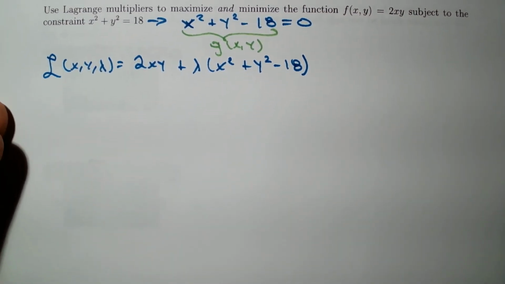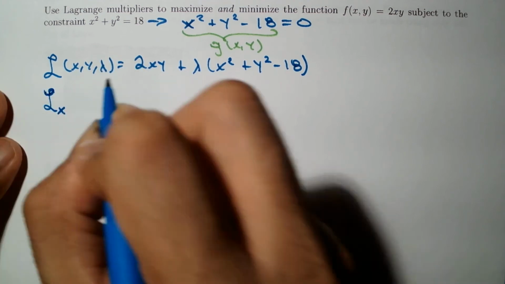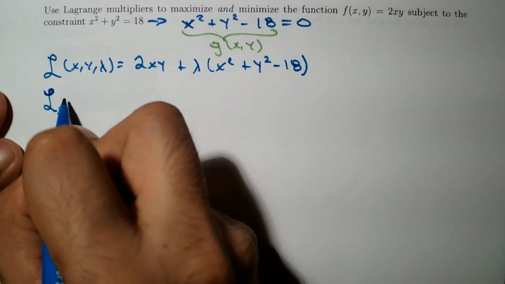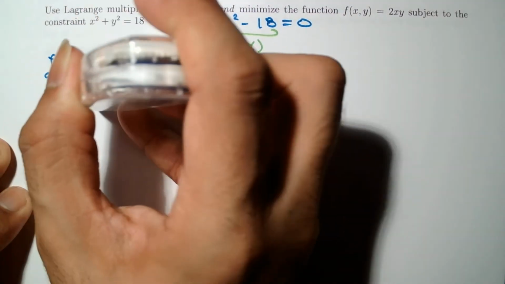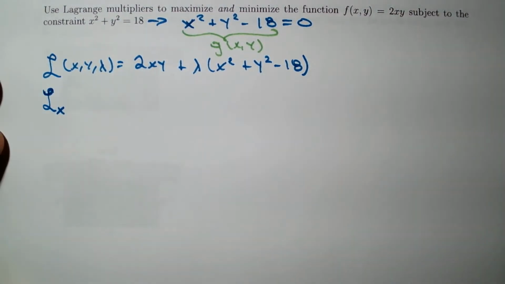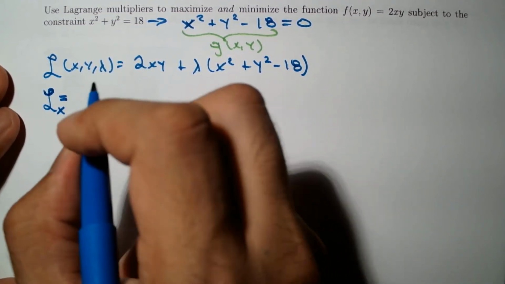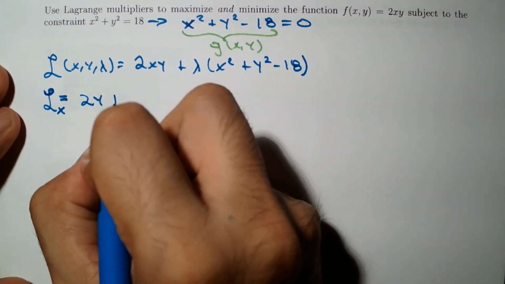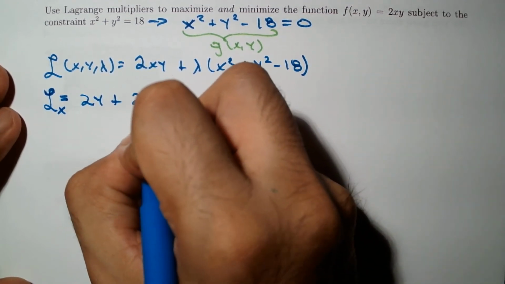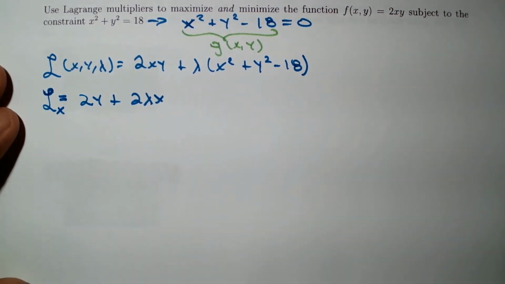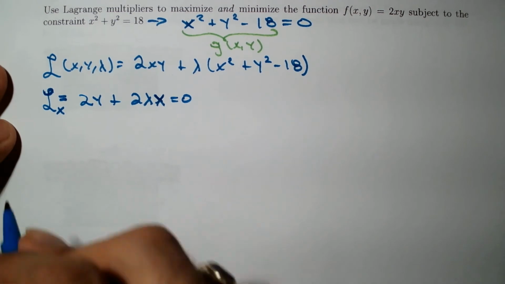Now, let's set up the system of equations. So the partial of L with respect to x. Oops, I don't need the x, y, lambda anymore. I'm just going to write the answer here. So this is equal to the derivative of this term with respect to x, which is going to be 2y plus lambda times 2, so 2 lambda x, or 2x lambda, either way. And you might want to set it equal to 0 at once.